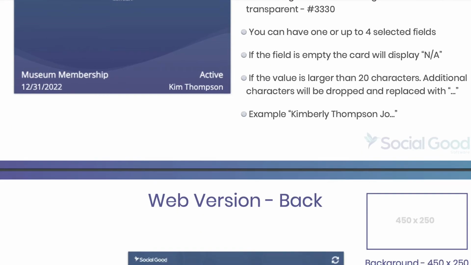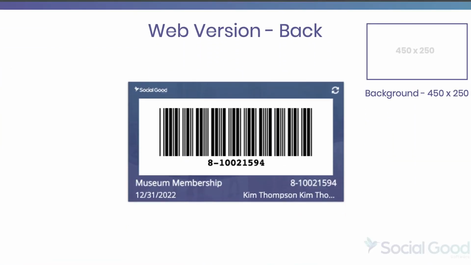So let's take a quick look at the back of the card. So this is what the back of the card looks like. You have complete control over the back of the card as well, similar to the front. There's a couple of sections here. You need a 450 by 250 image, just like we did for the front of the card. And we also need to go ahead and design the specific background that we want to have for the web version. So you can go ahead and select any background that you like.